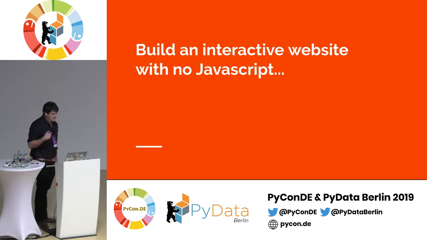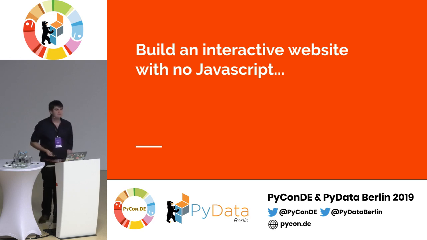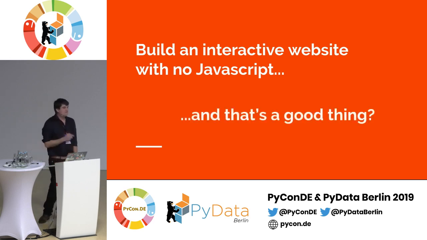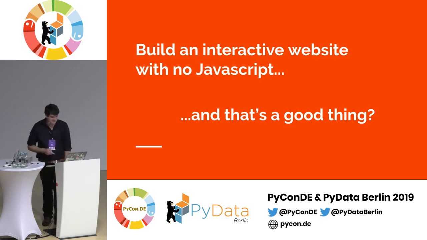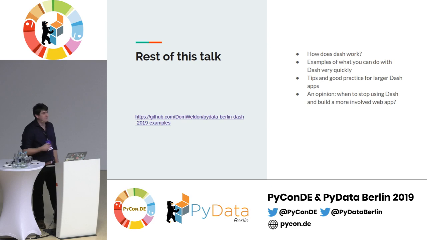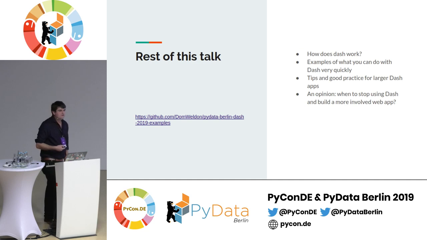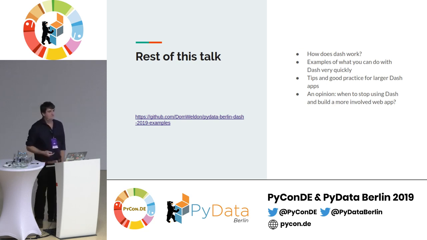So, the selling point of Dash, like I said, is that it allows you to build an interactive website without having to use JavaScript. And that's a good thing sometimes, but not always. In the rest of this talk, I want to explain how Dash works, fundamentally what it does, give some examples of what you can do really quickly with Dash, and also discuss the tips and good practices that we've learned as a company. I'll also cover when you want to stop using Dash and build a more involved, proper website, and some of the considerations you might want to think about when you're deciding to start a project in Dash.